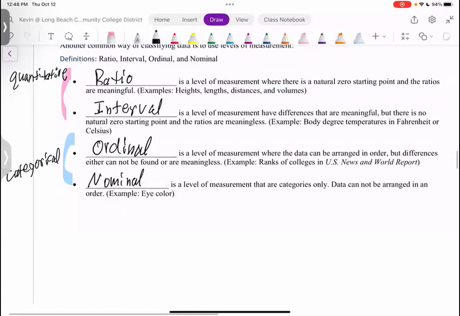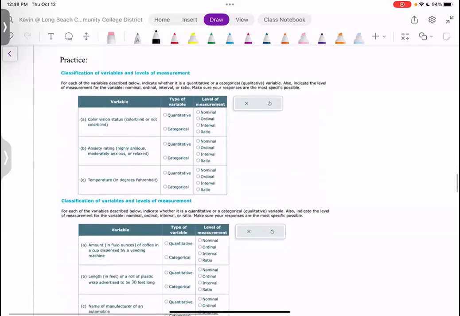And let's do some practice. All right, so we're going to decide if it's quantitative or categorical. And by the way, you can see the word quantity in the word quantitative, so that again has to do with numbers. So let's do part A. Color vision status, colorblind or not colorblind. That is going to fall into categorical, and that is specifically nominal. There's no order to that.